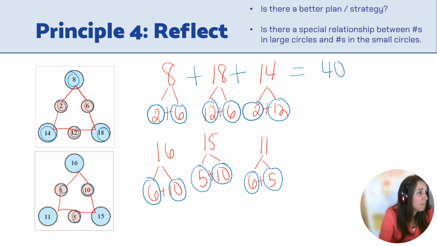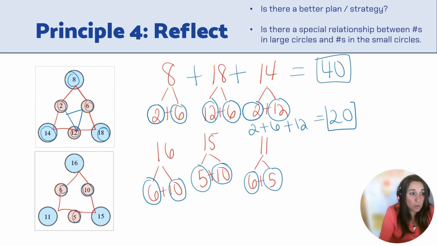And along those same lines, let me add the numbers in the smaller circles. So 2 plus 6 plus 12, that gives me 20. Now I'm getting really excited because there is a relationship between 40 and 20, right? 20 is exactly half of 40. And so that's kind of cool. Or another way to say that is 40 is double 20, however you want to look at it.